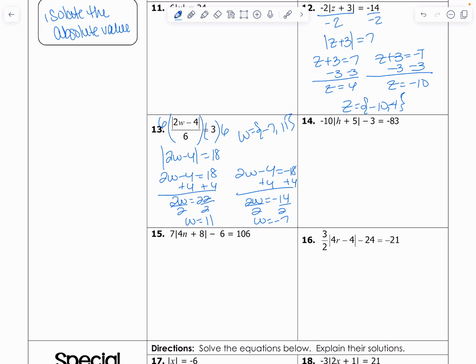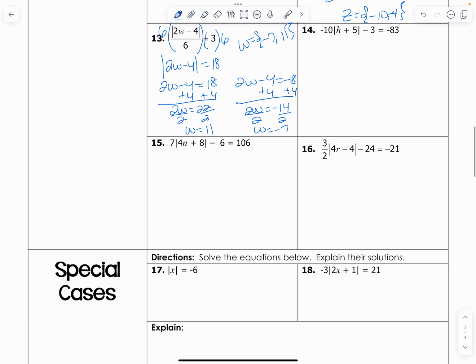Okay. Do the fraction one, so add 24 to both sides to start off with. So 3 over 2 times the absolute value of 4r minus 4, not a parentheses, an absolute value, is equal to 3. Oopsies. Multiply both sides by 2 over 3. So then I get the absolute value of 4r minus 4 is equal to 2.